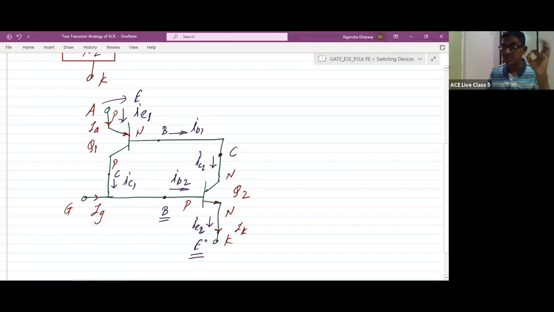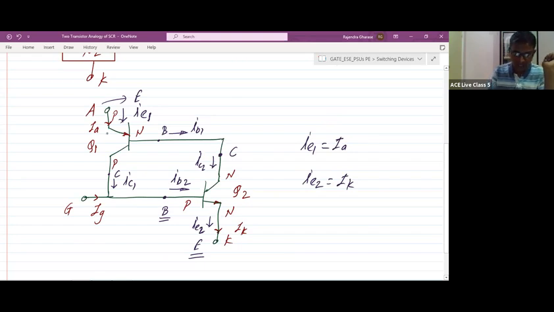We have considered the currents flowing through the emitter, base, and collector. So it is IE1, IB1, IC1, IC2, IB2, and IE2. Next, can we write IE1 is equal to IA and IE2 is equal to IK? Yes. So IE1 is equal to IA, and IE2 is equal to IK.